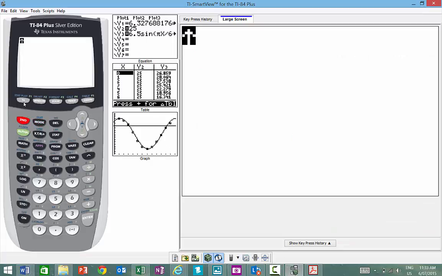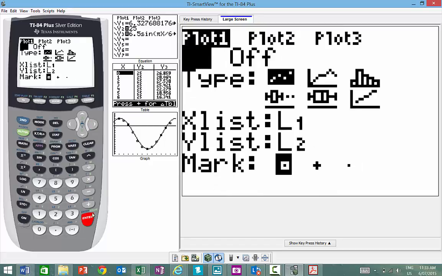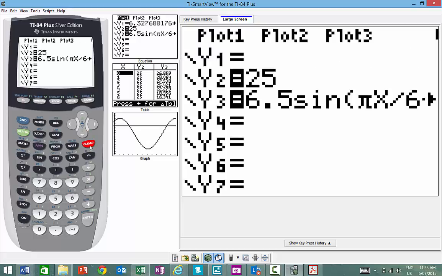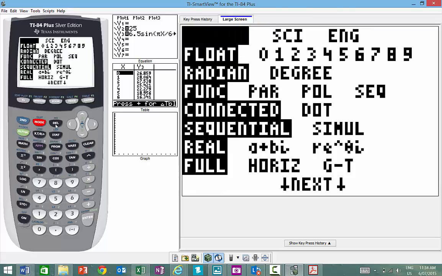Now, if your calculator is like mine, it's in stat plot, so I actually have to turn that off, otherwise when I graph it's going to be all out of whack. So I turn it off, and then I go to my y equals, and I'm going to clear all that data there. Then I can go into my mode. I want to set it to be in radians. If it's not in radians, this won't work.